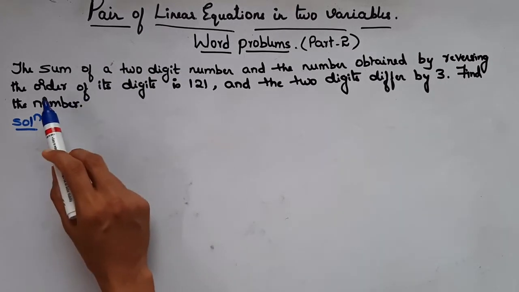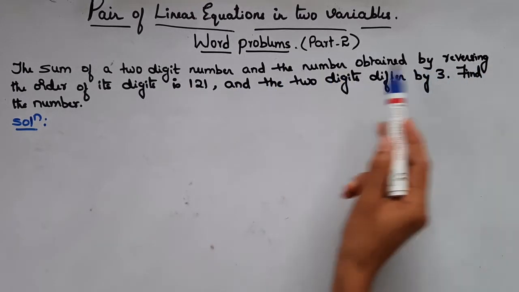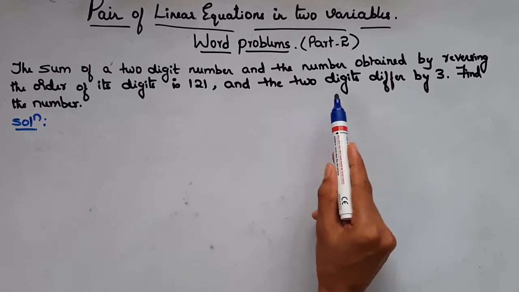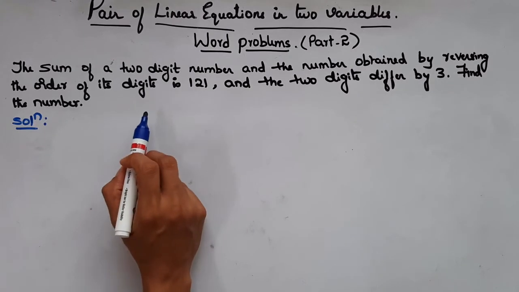Now let's see this problem. The sum of a two-digit number and the number obtained by reversing the order of its digits is 121, and the two digits differ by 3. Find the number. First, let's understand this question.